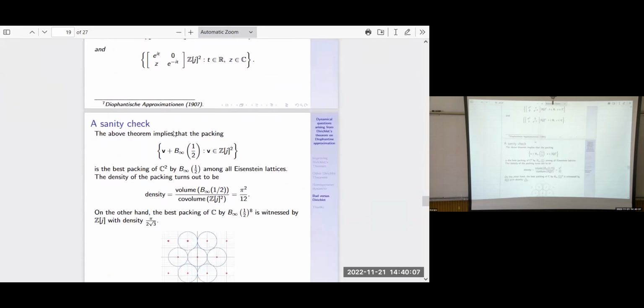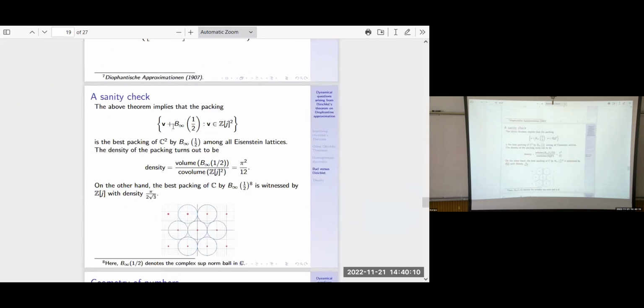If you unpack all this, what it's saying is that if you fix the radius to be 1/2, then the standard Eisenstein lattice gives the densest packing of this domain. And you can check the density is pi squared over 12. But this matches with what you see in 2 dimensions. If you take the half supernorm ball in the complex norm, it looks like a disk. The Eisenstein lattice packs this in the best way.